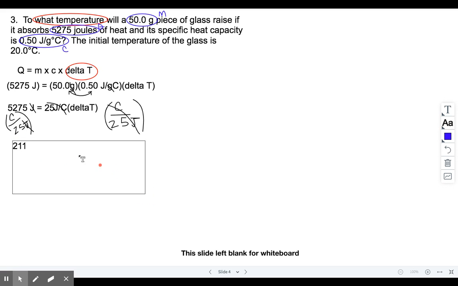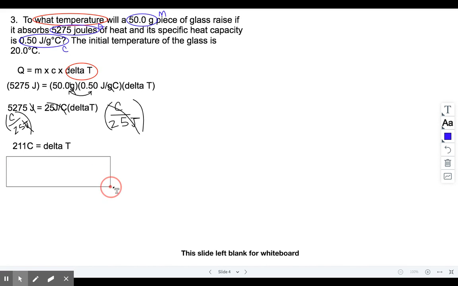And that has on top a Celsius. So 211 Celsius equals my change in temperature. So this glass is going to go up by 211 degrees. Okay, but first let me make sure I'm in the right sig figures.